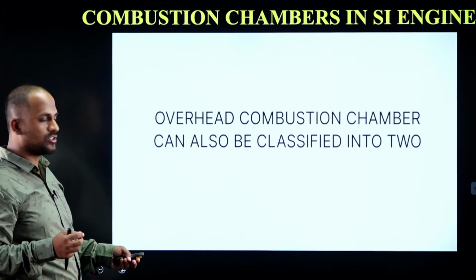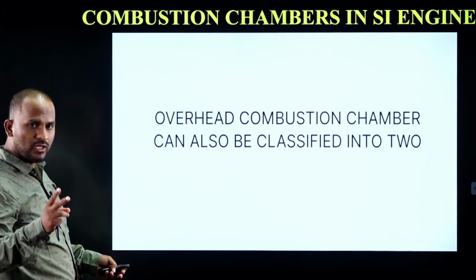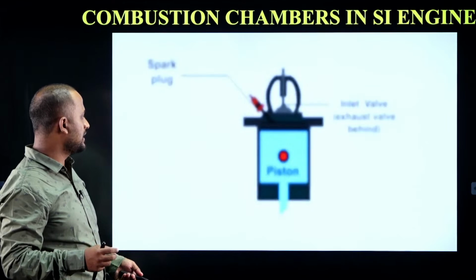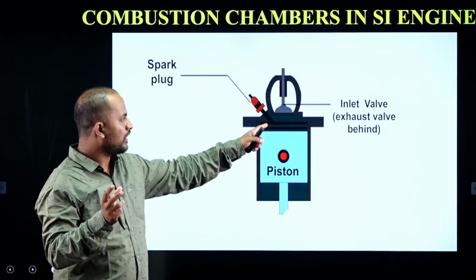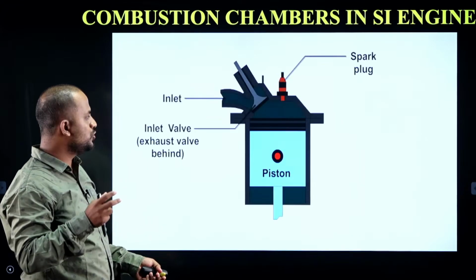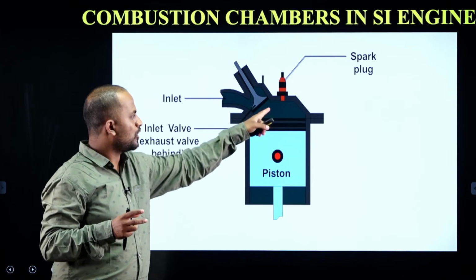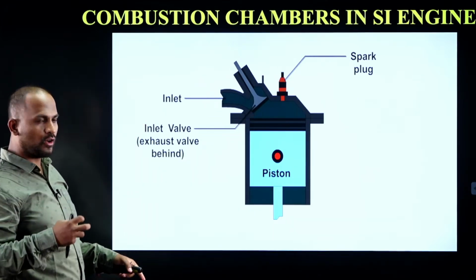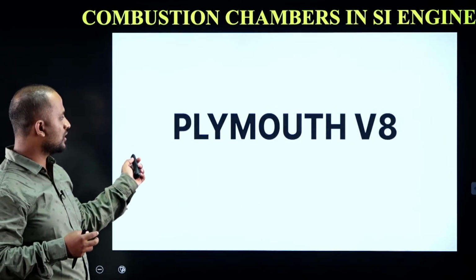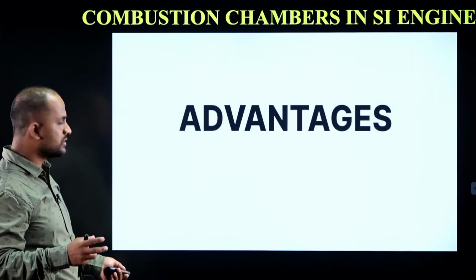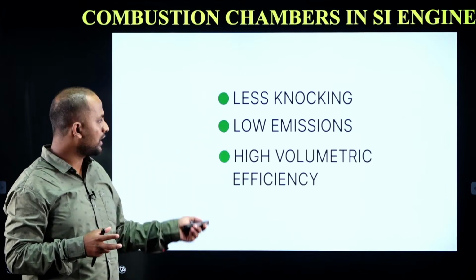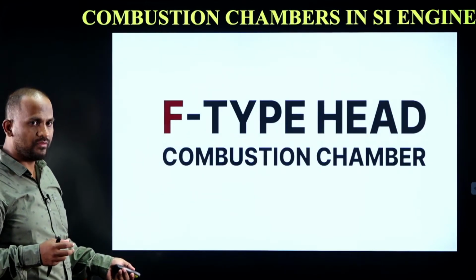These overhead valve cylinders, or the I-type cylinders, can also be classified into two types. The first one is the bathtub type and the second one is the wedge type. The bathtub type will have a small oval shaped space, and in the wedge also there will be a useful space. The wedge shape will have a small space which is useful to take in more amount of charge, increasing its volumetric efficiency. These combustion chambers were used in V-type engines. The advantages of this I-type are less knocking, low emissions, and high volumetric efficiency.